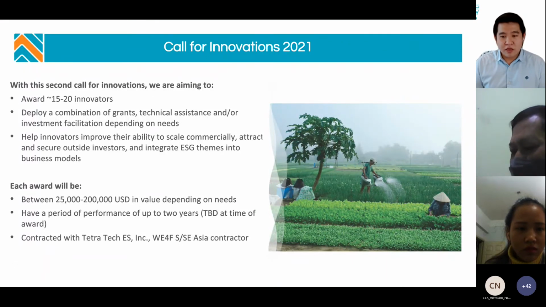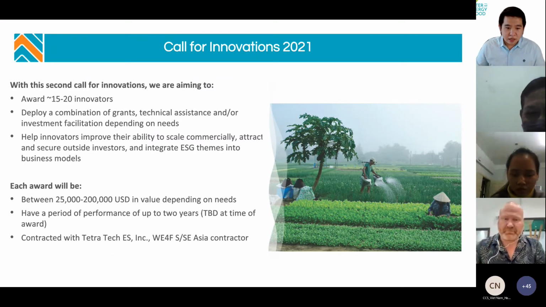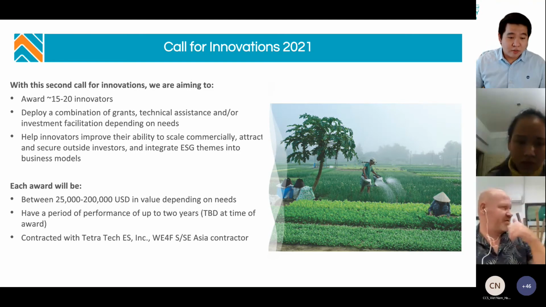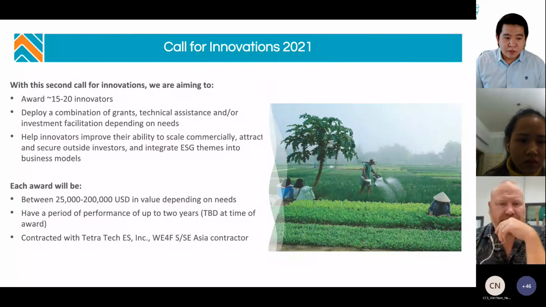However, it doesn't mean that your project and your performance need to be in that time frame. The exact time frame will be determined again before the contract is awarded.